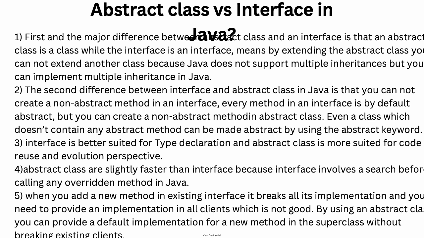An interface is better suited for type declaration, and an abstract class is more suited for code reuse and evolution perspective. Abstract classes are slightly faster than interfaces because an interface involves a search before calling any overridden method in Java. When you add a new method to an existing interface, it breaks all its implementations, and you need to provide an implementation in all clients, which is not good. By using an abstract class, you can provide a default implementation for a new method in the superclass without breaking the existing clients.